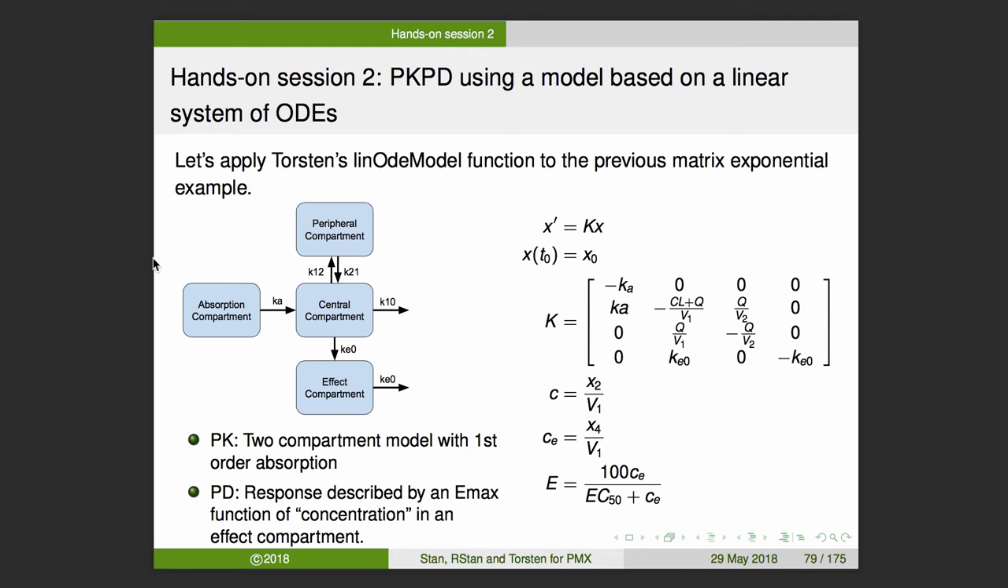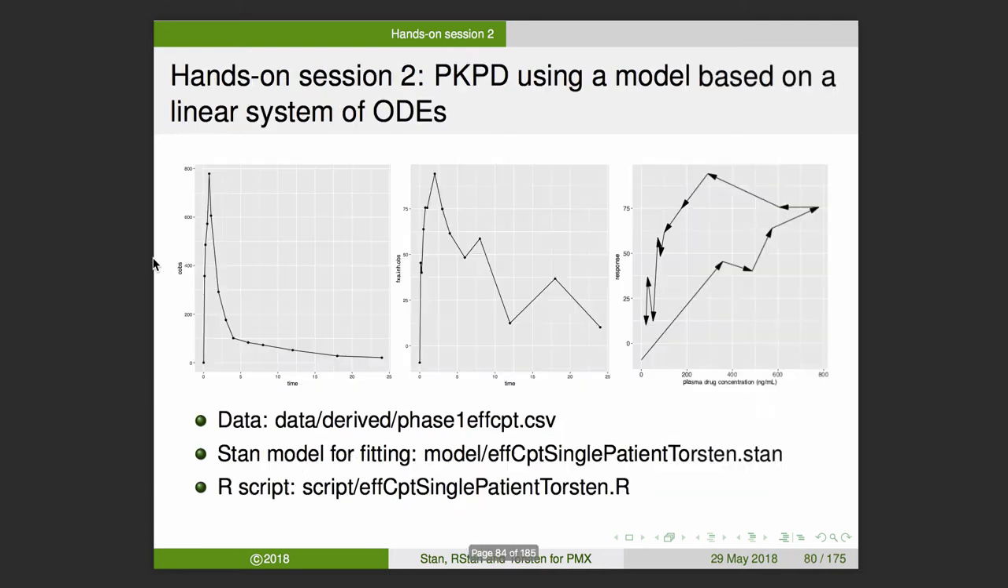So it's our two-compartment model plus an effect compartment with an Emax effect condition on the effect compartment concentration. We've got our model specified in terms of the rate constant matrix in this case, and you've seen this already. The only difference that really shows up in this is the names of our model and our script here.